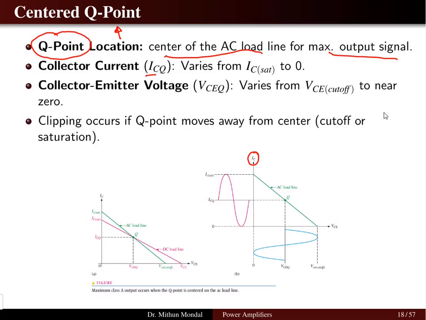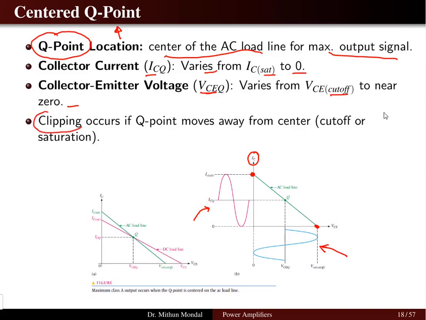The collector current, or the quiescent point current, varies from saturation to 0. So we have the maximum collector current, which is the saturation current, and the minimum current, which is 0. We can see this curve varies from 0 to the maximum saturation current. On the other hand, the collector to emitter voltage varies from cutoff to near 0. Here we can see this is the cutoff voltage of collector to emitter and this is the 0 point. So the collector to emitter voltage varies from 0 to the saturation point or the cutoff point.